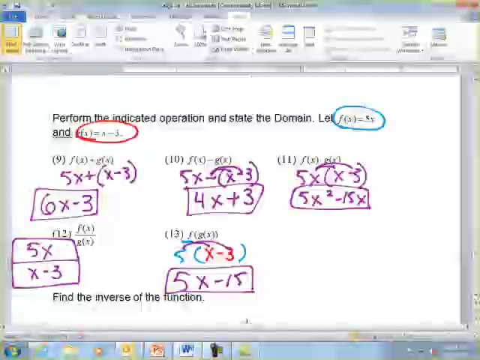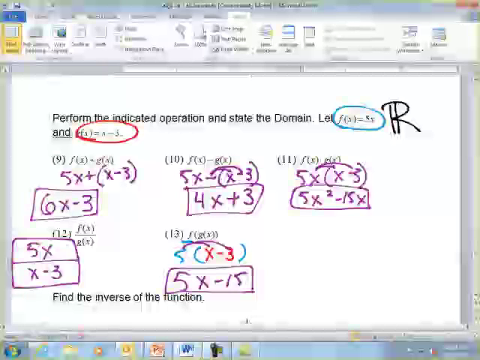Then we need to talk about domain. What are the two questions we ask ourselves when we're thinking about domain problems? Division and even roots. When we are doing arithmetic, adding, subtracting, multiplying, dividing, so like numbers 9, 10, 11, and 12, we care about the domain of both originals and the final answer. So we'll look at the original f equation first. In the original f equation, do I have any division or even roots? No. So then our domain is all real.